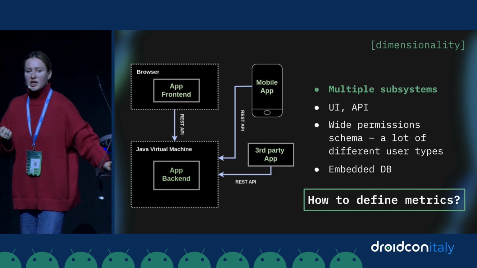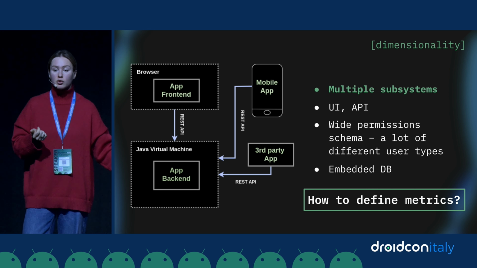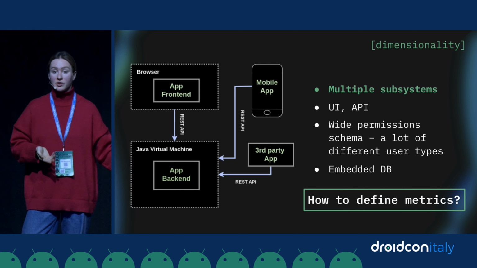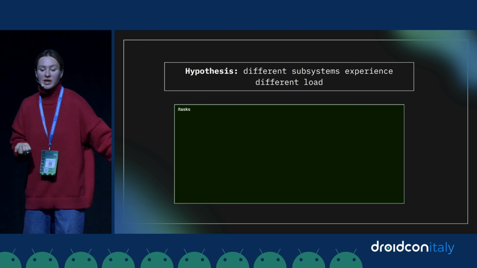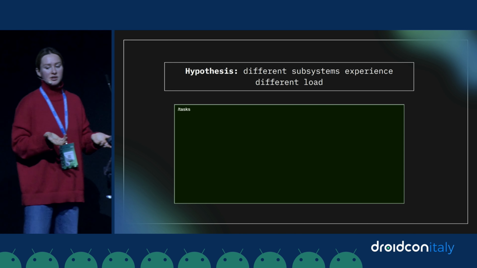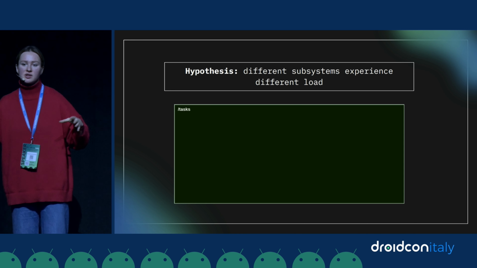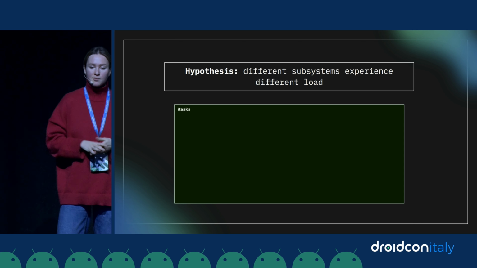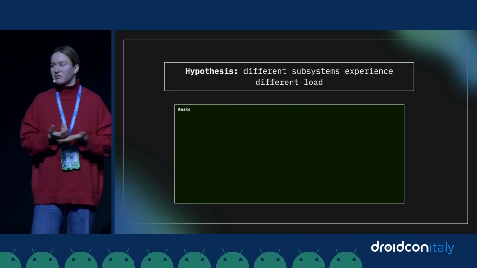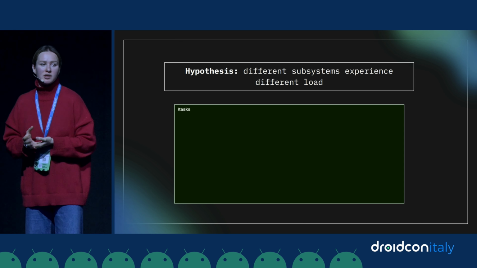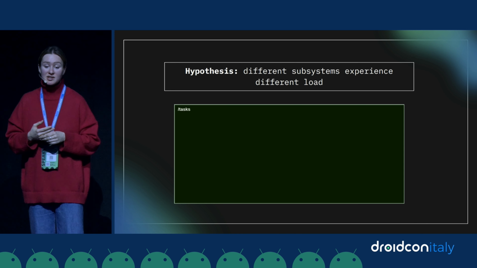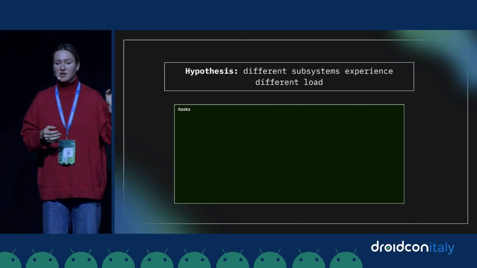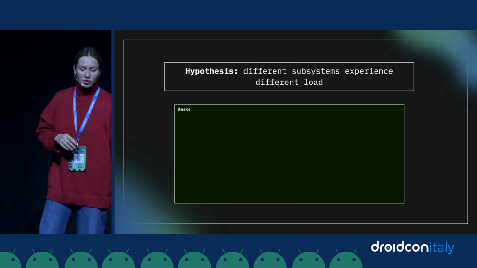And if we talk about dimensionality here, first of all, we want to focus on the first quality of the system. So that is big, basically. And we state a hypothesis that different subsystems experience different load. Okay, so we can start with the definition of the metrics buckets. Let's say it's a task management system, which is used mostly for tracking the tasks. So let's consider task endpoint. We define a metric bucket for that.